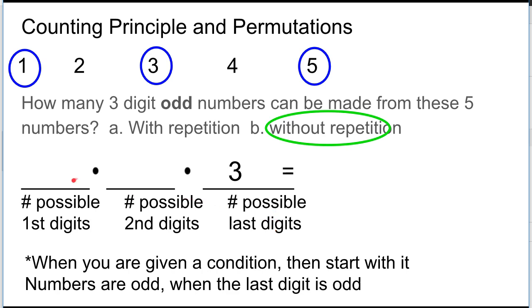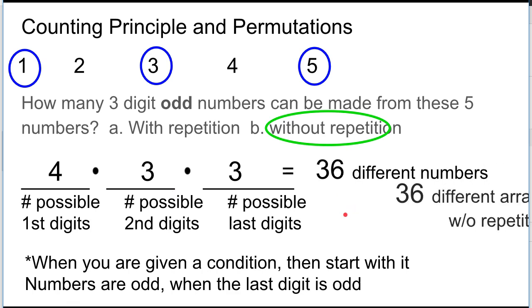And then I go back to the beginning, and I ask myself, how many numbers could go here? Well, I already used a number. I don't know what it was. It was 1, 3, or 5, but it doesn't really matter. There's still 4 left that could go here. And then I look at the second digit, and I say, okay, I've used 2 different numbers. So what's left here? Well, out of the 5, there are going to be 3 numbers left. That's going to give me 4 times 3 times 3, or 36 different numbers or arrangements.